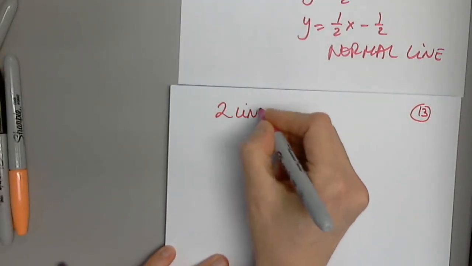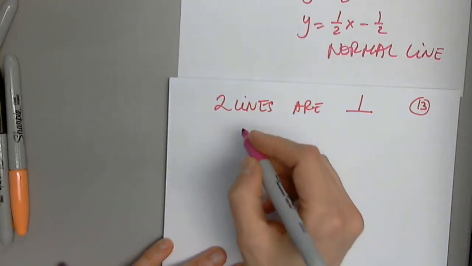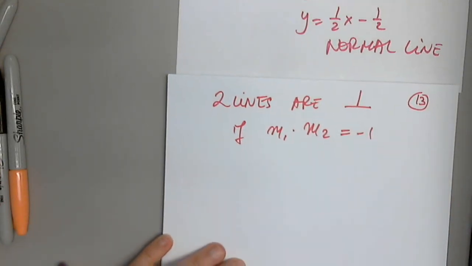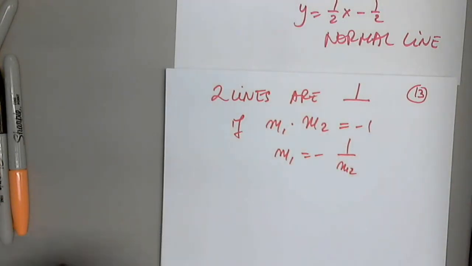Two lines are perpendicular if m1 times m2 equals -1. This is the way I like to remember it. I know you were taught this, but it's the same thing. If you cross multiply, you get my idea. Why do I prefer to remember it like this? Because it's so much easier to say.